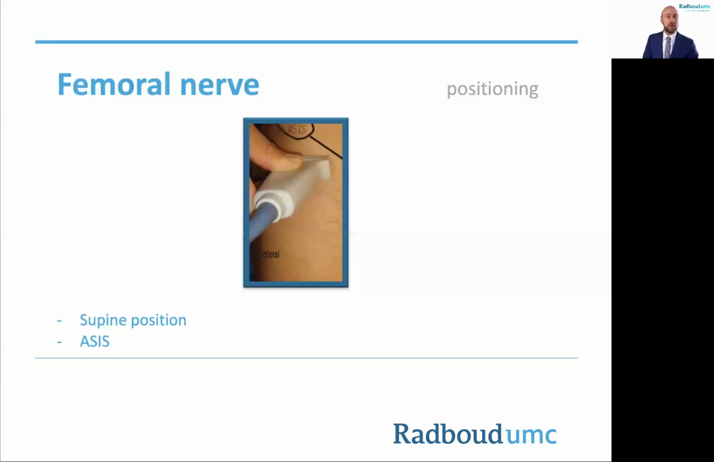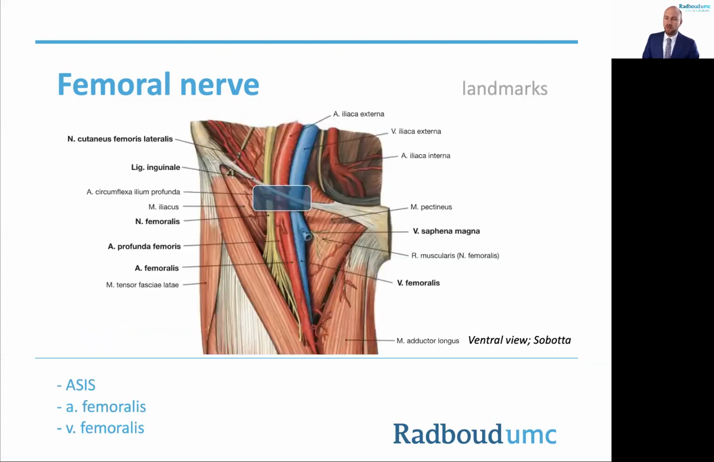So let's go on with the femoral nerve. The femoral nerve is best investigated with the patient in supine position, and you should be able to scan nearby the anterior superior iliac spine. Here we see a ventral view of the hip region. We can see the femoral nerve over here. The most important landmarks are the anterior superior iliac spine, located over here, and the femoral artery and vein.